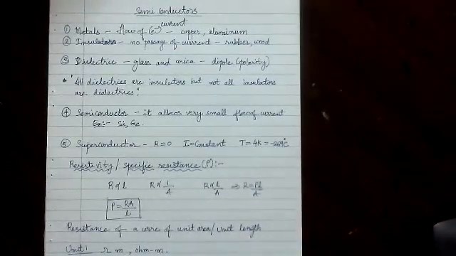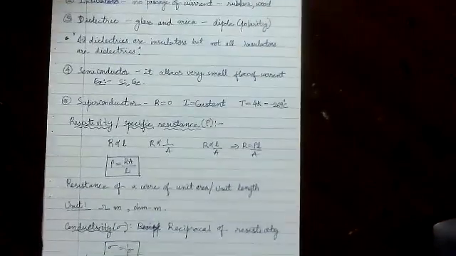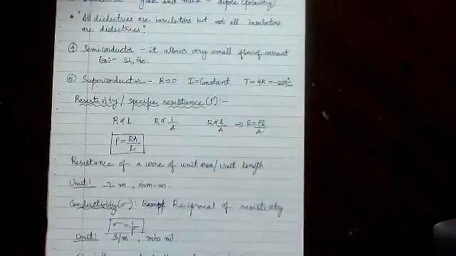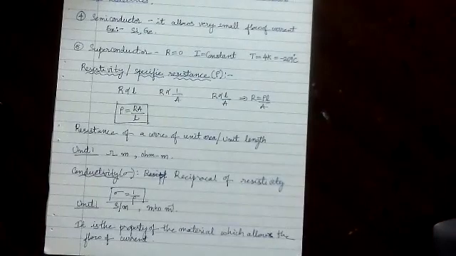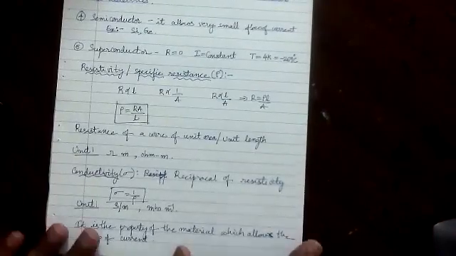So here we have conductivity. The reciprocal of resistivity is said to be conductivity, or it is a property of the material which allows flow of current. The unit is Siemens per meter or mho per meter. Next, we will discuss the resistivity and conductivity of metals.